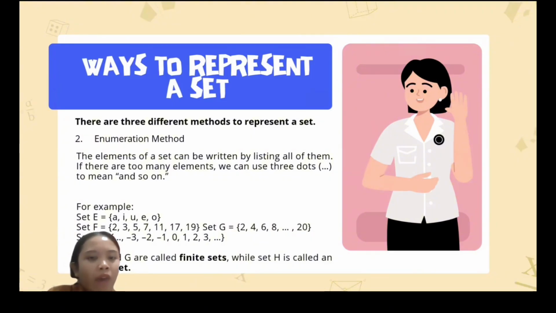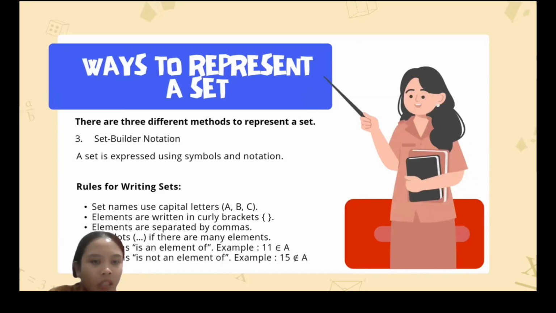Okay, lastly, we have the set builder notation. In this method, a set is expressed using symbols and notation, just like describing a set with words. In mathematics, symbols and notation are very important to avoid misunderstanding. So, you guys have to pay attention to the following rules. The first rule is the name of a set is written using capital letters such as A, B, C, and so on. Second, the elements of a set are written inside curly brackets, like this. Third, each element is separated by a comma. Fourth, if there are too many elements, use three dots.